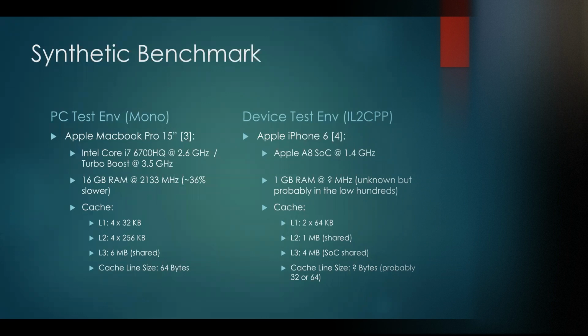16 gigs of RAM at 2133 megahertz. So we can already see that whenever I'm turbo boosting, my RAM's clock is 36% slower than my CPU. So there's no way that the CPU is not going to wait for something that's almost 40% slower than it. And we have a cache, like we discussed.